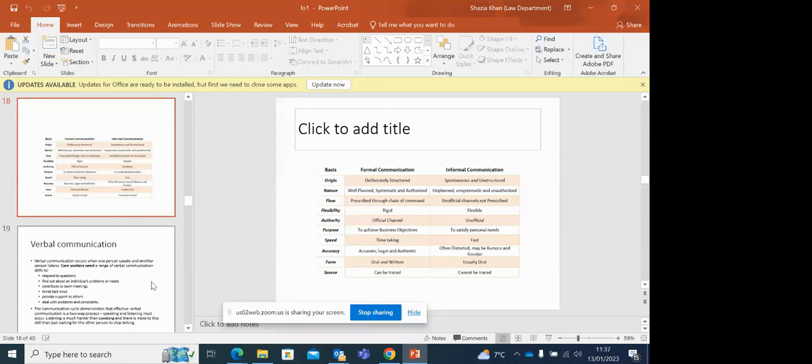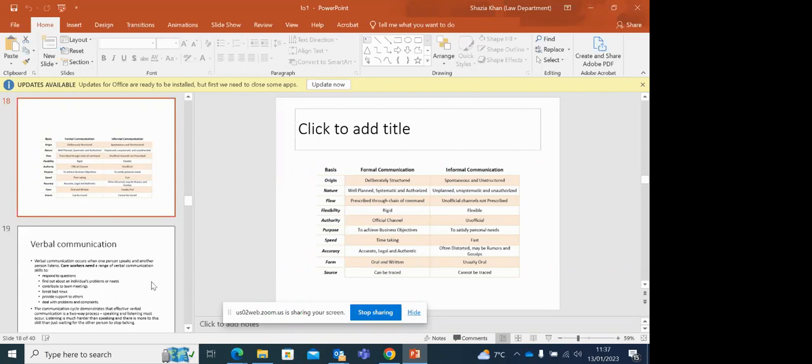So then there are different bases and origins. Formal communication is deliberately structured, well-planned, systematic and authorized, a prescribed chain of command. It's quite rigid. It's an official channel to achieve business objectives; it is time-taking, accurate, legal and authentic, oral and written, and can be traced. So formal communication is quite restricted in what you can do. Informal communication is spontaneous and unstructured. So there may be no set structure where it should be structured.